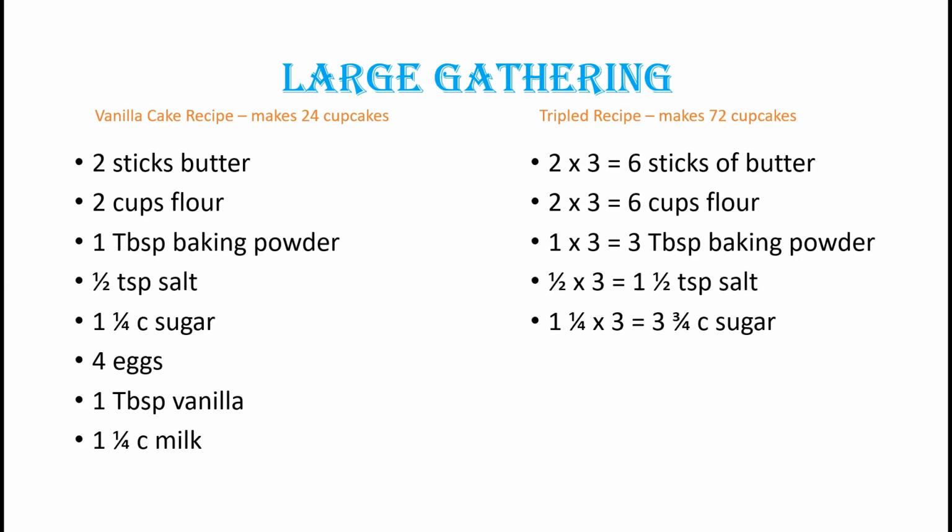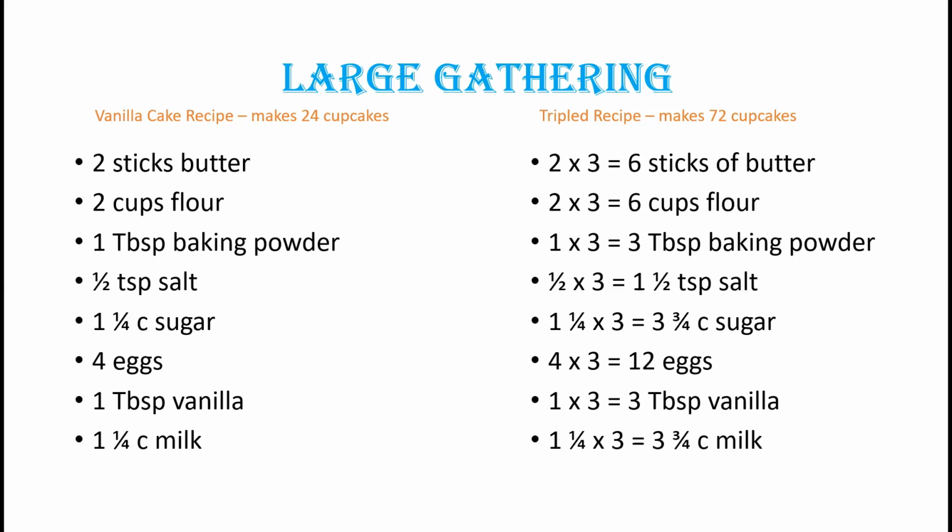Next one's really easy. 4 eggs times 3. We need a whole dozen eggs. And then 1 tablespoon of vanilla, again, is times 3. 3 tablespoons of vanilla extract. And then 1.25 cups of milk. Don't fret, don't panic, don't freak out. We already did this math on the sugar, so it's the same thing. It's 3 3/4 cups of milk.